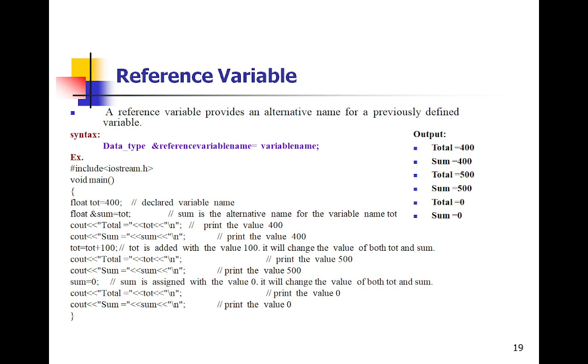Okay. Then the next one: sum we have initialized as 0. The sum is assigned the value 0. You can change the value of both tot and sum. Okay. So total is displayed as 0, and here sum will be displayed as 0 also. So that's the process. I think you can understand clearly what the use of a reference variable is.